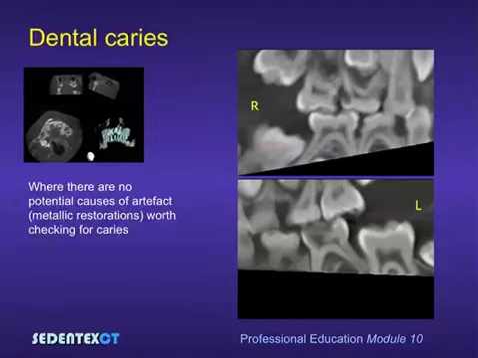However, where there are no potential causes of artifact, in other words, no metallic restorations in the teeth, it is worth checking for dental caries. These bitewing-like sections through a cone beam CT scan were produced where this patient had no metallic restorations, and we can identify many carious lesions.